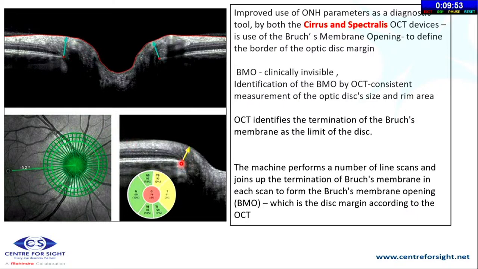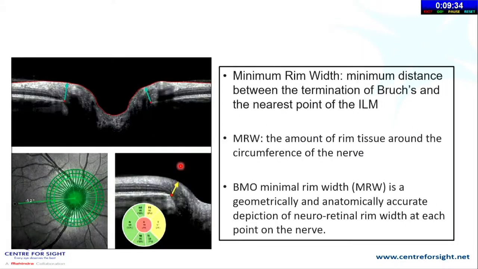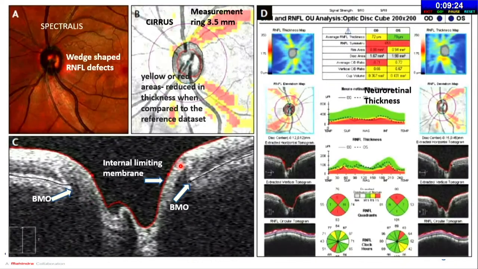Now, this distance between this red dot and the internal limiting membrane is known as the minimum rim width. Now, you all know, when you're having a look at the optic nerve head, the neuroretinal rim is different in different positions. We want to know where exactly it is thin or thick. So this minimum rim width is very, very important, and it's going to give us a good quantification by means of OCT. And this can be accurately determined by this OCT.